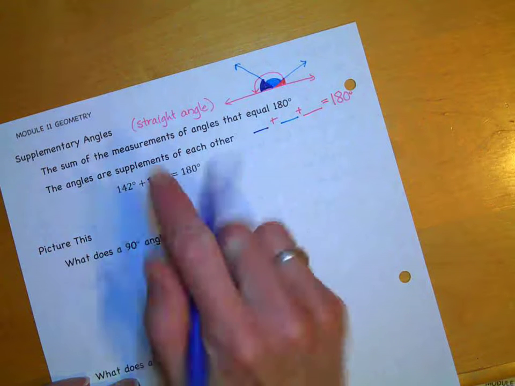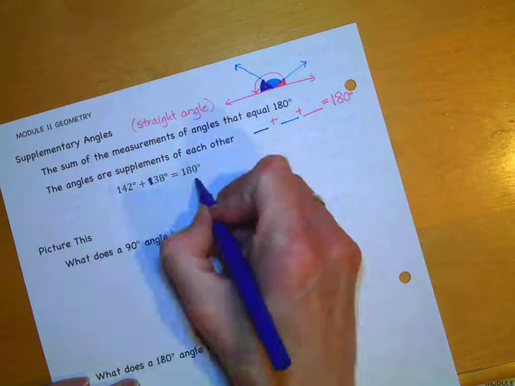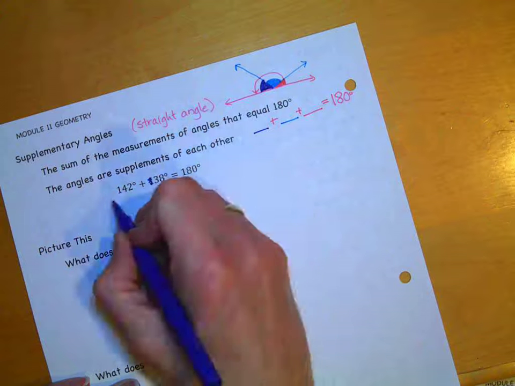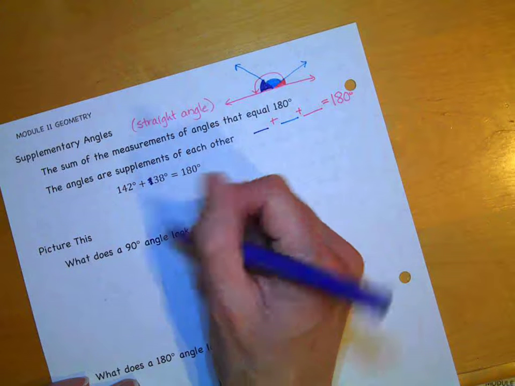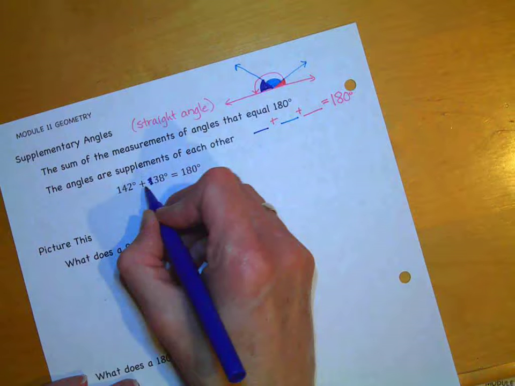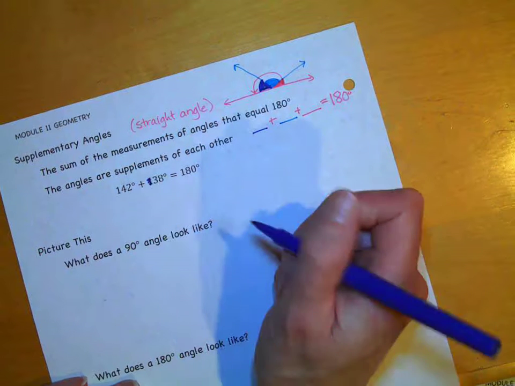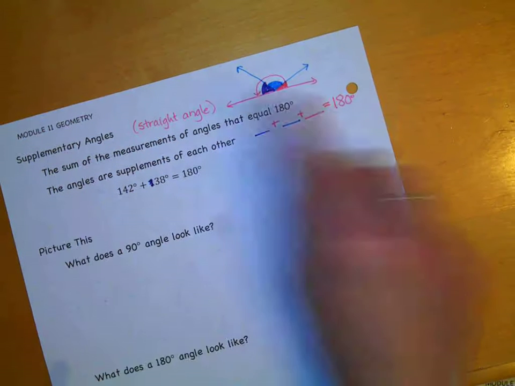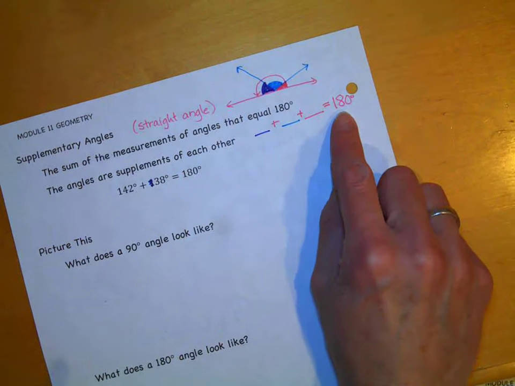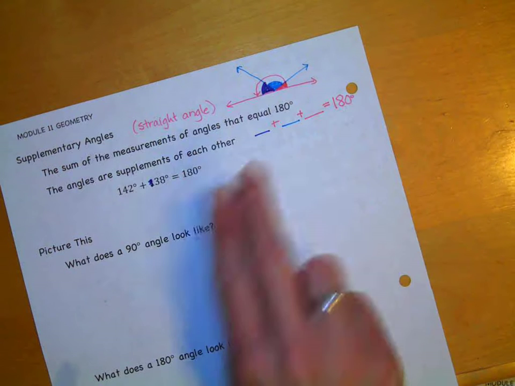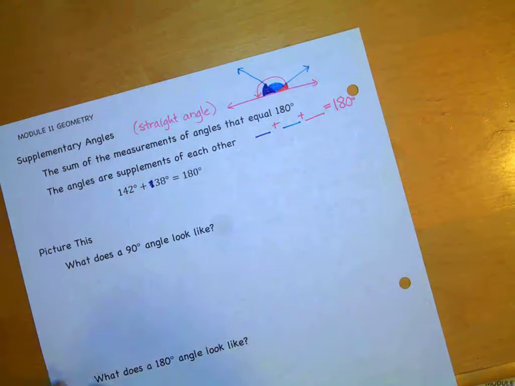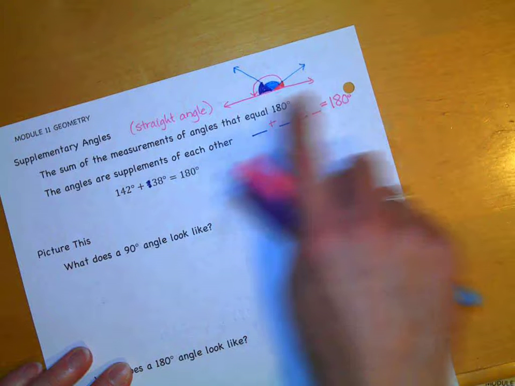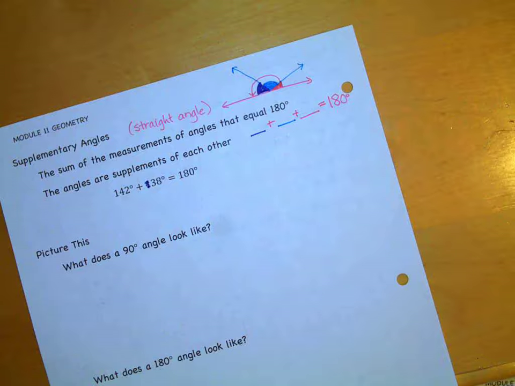142 plus 38, so this one only has 2. So if we take 8 plus 2, we get 10, regroup that. 4 plus 3 is 7, plus 1 more is 8, and then 1 plus nothing is 180. So we now know that 142 degrees plus 38 degrees equals 180 degrees. Okay, and so the key to remembering supplementary angles is that their angle measure has to add up to 180. And you could have only 2, you could have 3, you could have 10. It depends on how many angles actually exist on that straight angle.